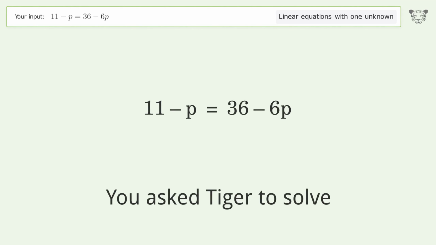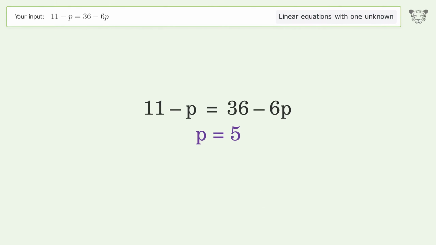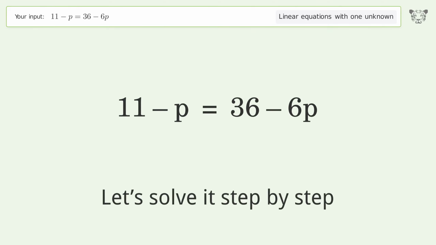You ask Tiger to solve this. It deals with linear equations with one unknown. The final result is p equals 5. Let's solve it step by step.